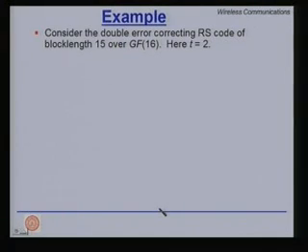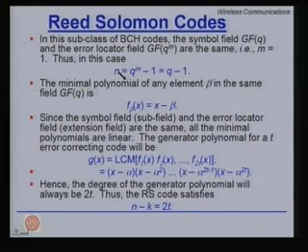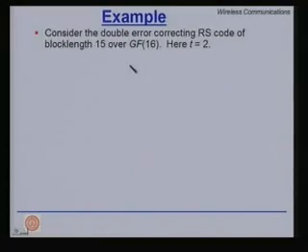Let us look at an example. Consider the double error correcting Reed-Solomon code of block length 15 over GF(16). Please note m is 1, right. So, q is 16, so q minus 1 is 15. As we have seen in the previous case, n is equal to q raised to m minus 1, q is 16, q minus 1 is 15. So, your block length is 15 that we are talking about.